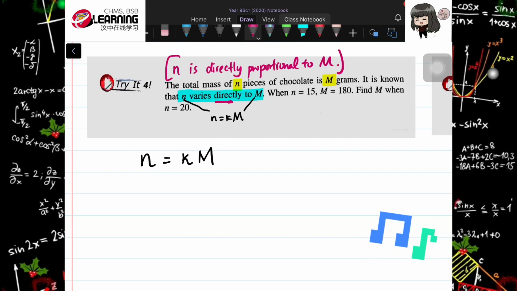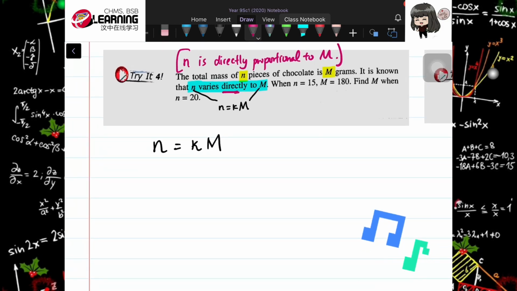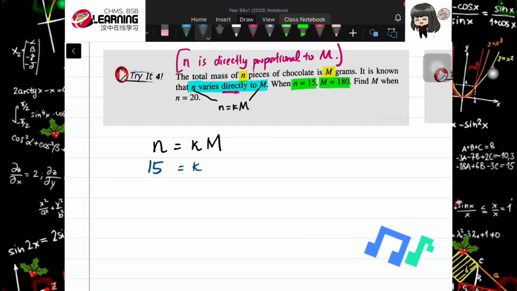Okay, step one is equation. This is your step one, finding equation. Your step two is to find the constant. So how are we going to find the constant? You look at the question again. They say when n is 15, m is equals to 180. So you just sub in n and m. Your n is 15, your k you need to find, and m is 180.